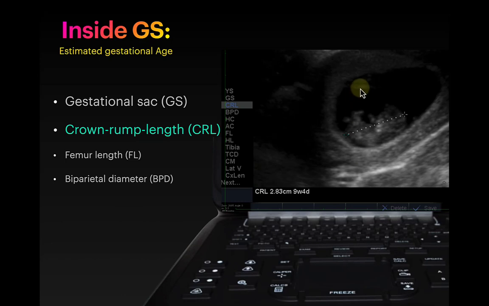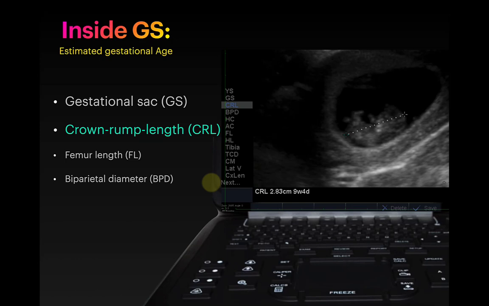So here's the baby's head. You want to get this baby in this long axis view. Spine right here, you can see, if you see a very subtle white, black, white, that's spine back there. You want to measure from the top all the way down to the butt. Don't include any limbs.